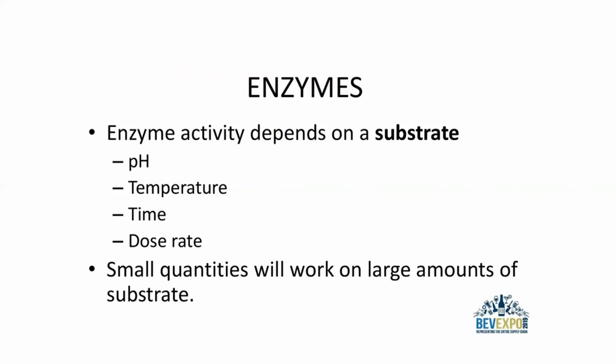The enzyme's activity depends first on a substrate. As I told you, the enzyme is specific to one substrate. The pH: as I told you, some enzymes act on acidic pH, some enzymes act on basic pH, and others act on neutral pH. Temperature: the optimal temperature is between 35 degrees Celsius and 40 degrees Celsius. The time: every enzyme needs a specific time to digest the substrate. And the dose rate: the enzymes act in small quantities and they can work on a large amount of substrates.